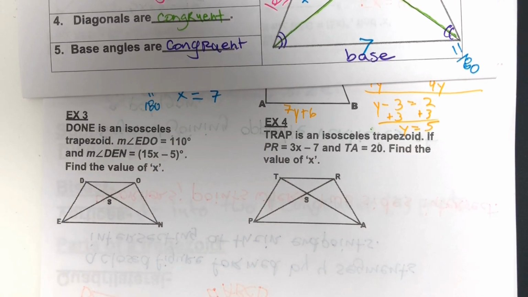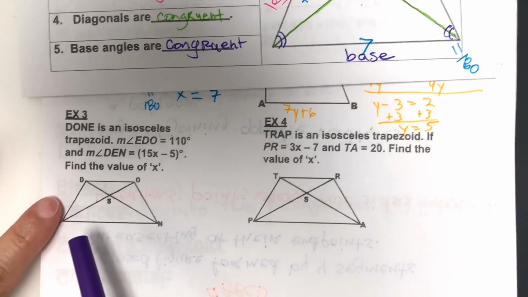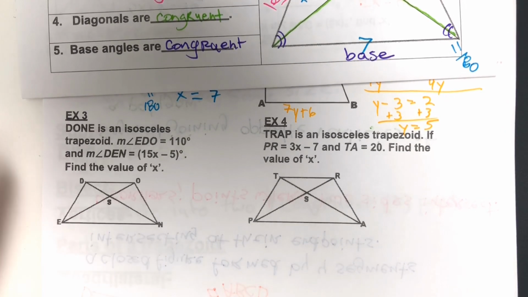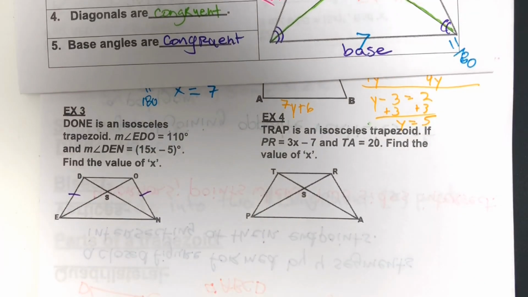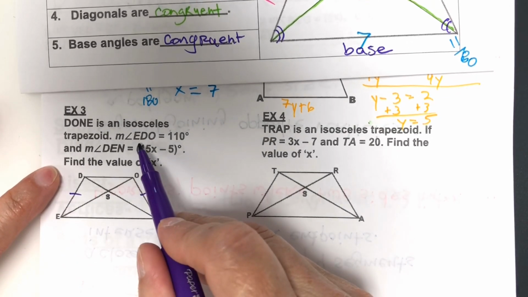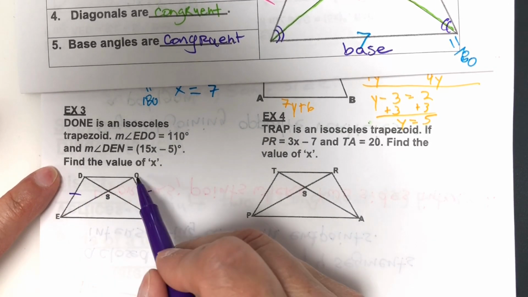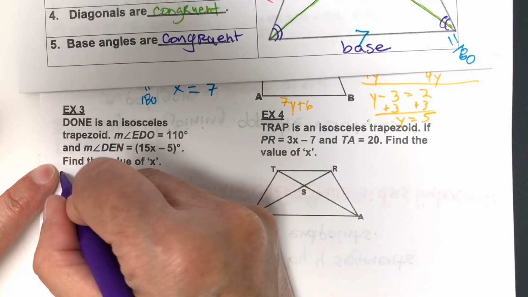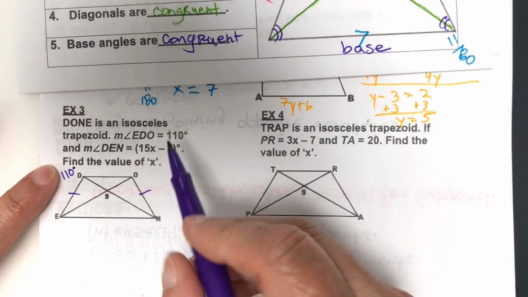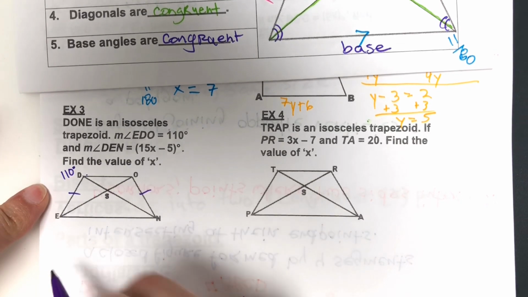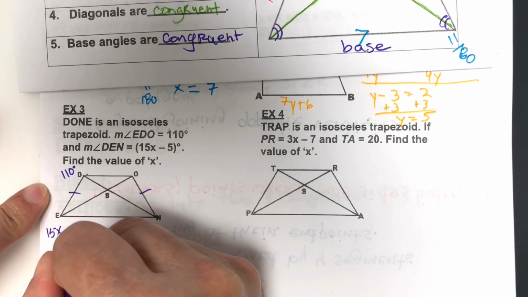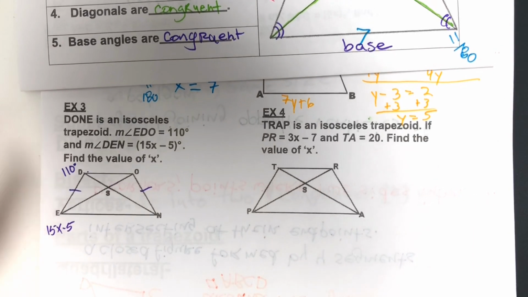Example 3. DONE is an isosceles trapezoid. I'm going to put my little tick marks there just to remind myself. Measure of angle EDO is 110. Measure of angle DEN is 15x minus 5. Find x.